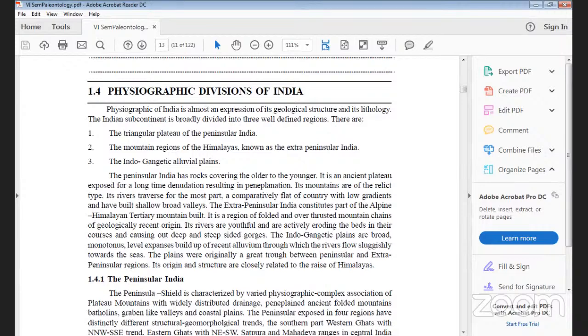And one more thing, the Indo-Gangetic plains are broad, built up of recent alluvium through which rivers flow towards the seas. The plains were originally a great trough between the peninsular and extra-peninsular regions, and their origin and structure are very closely related to the rise of the Himalayas.